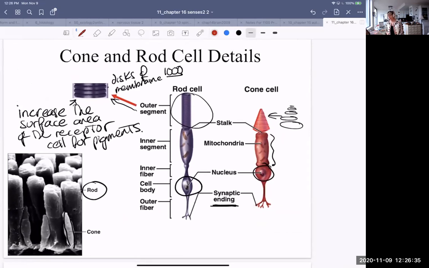Yeah, so I'm just scrolling up for a moment there on request. So those are the details of our rods and cones.